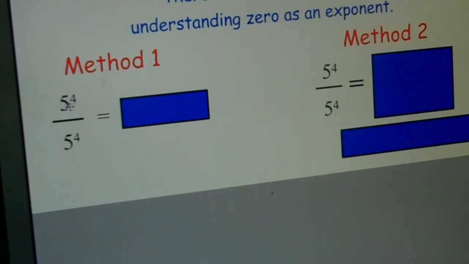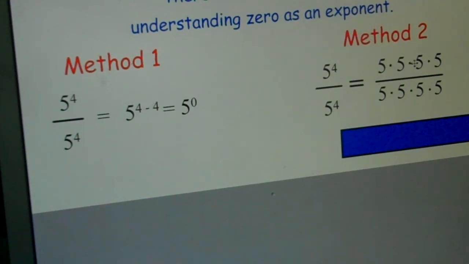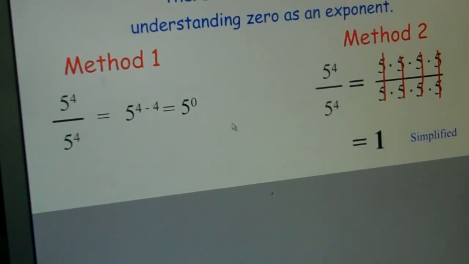Method 1 is division. 5 to the 4th power divided by 5 to the 4th power lands you with 5 to the 4 minus 4, which lands you with 5 to the 0. If you can remember that rule, that's a good method to choose. Or 5 to the 4th power divided by 5 to the 4th power is the same as 5 times 5 times 5 times 5, divided by 5 times 5 times 5 times 5. We can take a pen or pencil and cancel these out, and they become 1. So any number to the 0 power is 1 simplified.